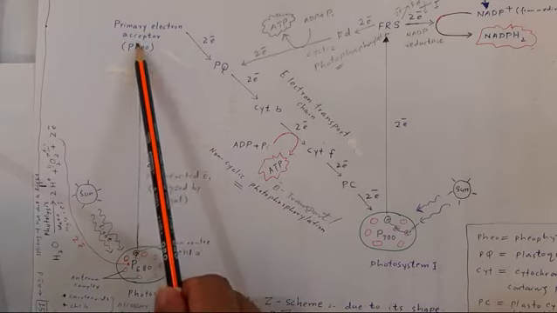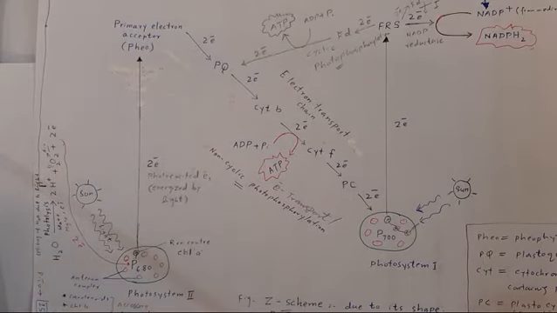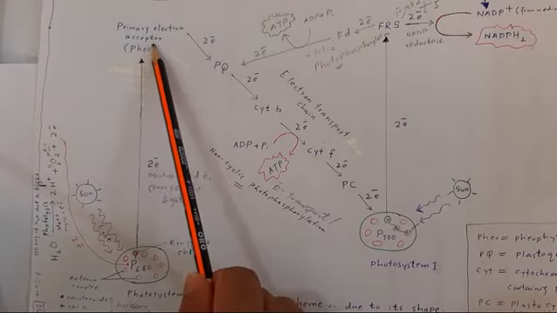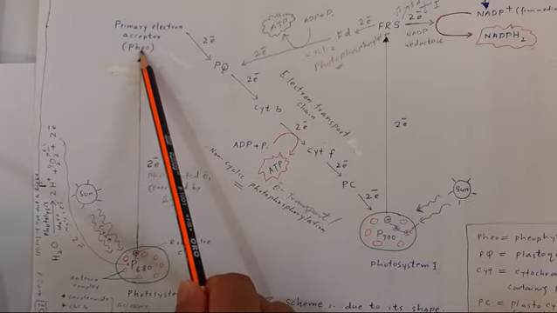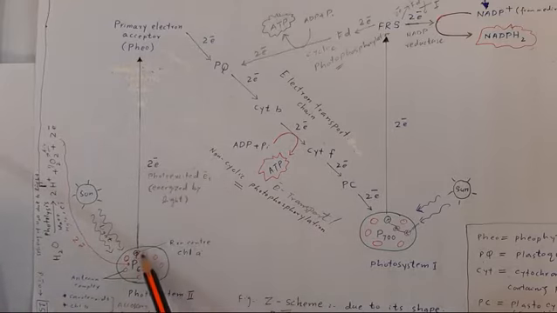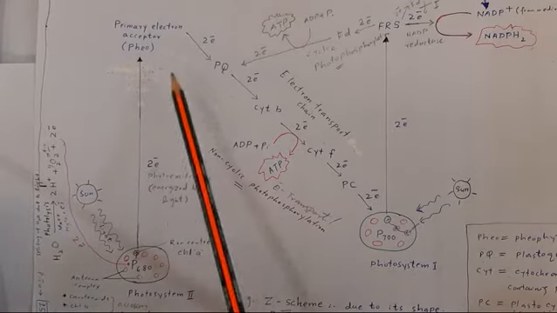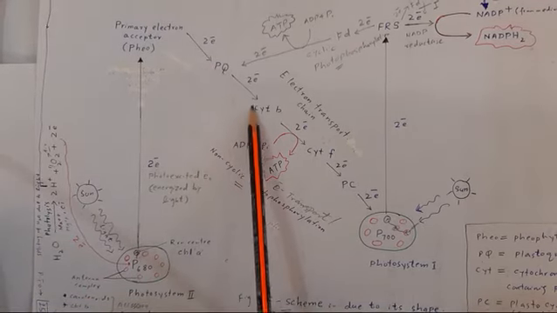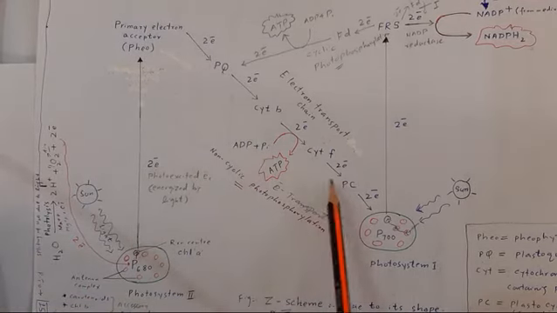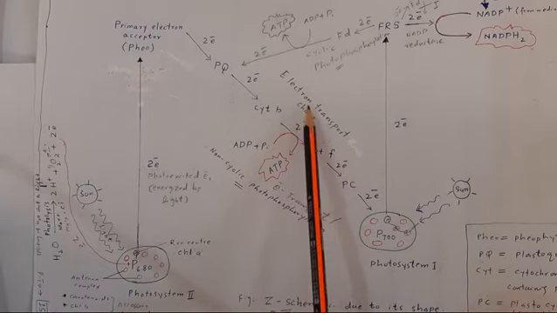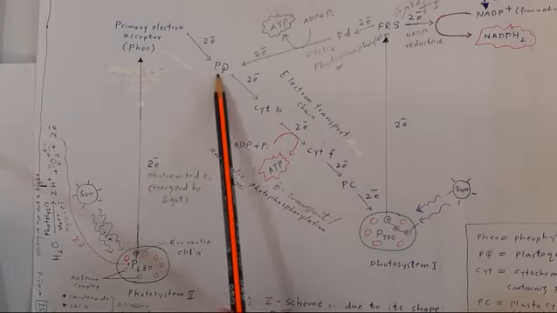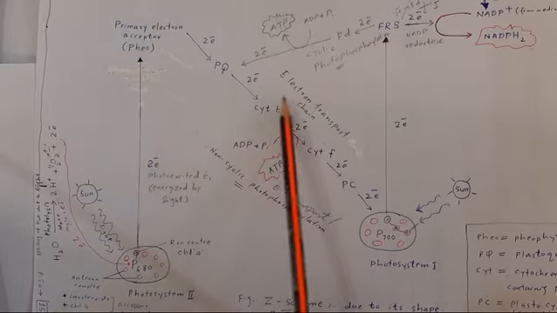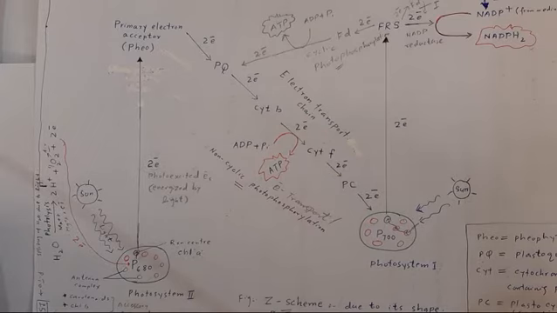Now the primary electron acceptor traps electrons from the reaction center. The primary electron acceptor traps electrons from the reaction center and passes them onto a series of electron carriers, making an electron transport chain.